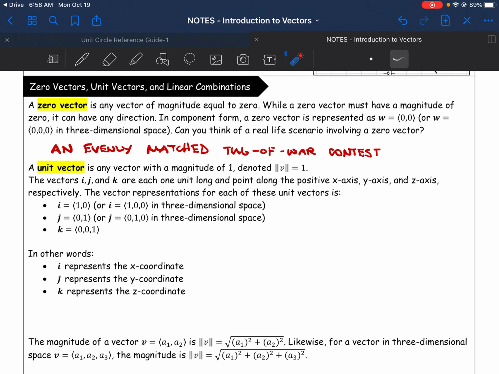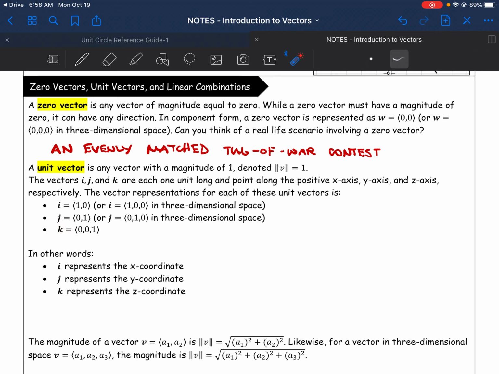There's nothing along the y or z-axis. i in 3 dimensions would be 1, 0, 0. Again, 0 for the y, 0 for the z, but 1 for the x. j is for the positive y-axis, so we'd have 0 in the x direction, but 1 in the y direction, or in 3-dimensional space, 0 in the x direction, 1 in the y direction, 0 in the z direction.